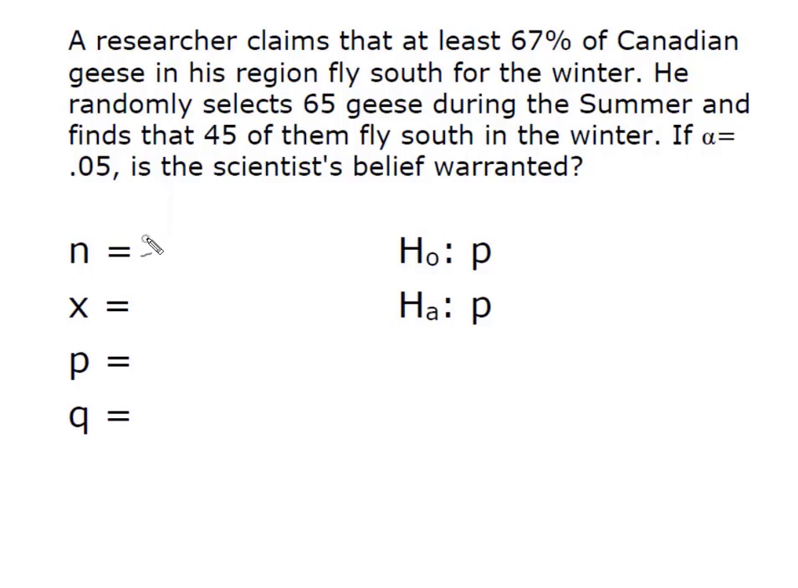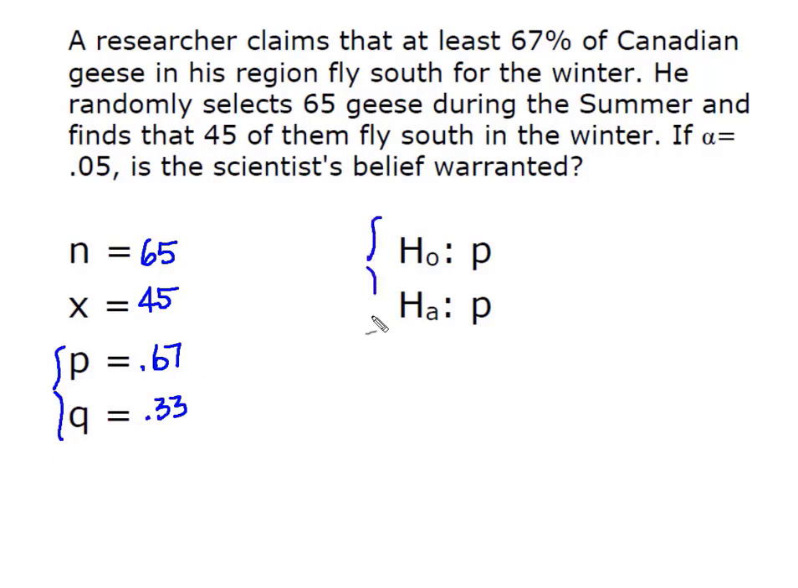So we had a sample size of 65, and we had X, or the number in our sample that possessed the characteristic we were interested in, was 45. The population proportion or believed population proportion is 67%, and for a proportion we also need Q, and we know that's 0.33 because P plus Q always equals 1.